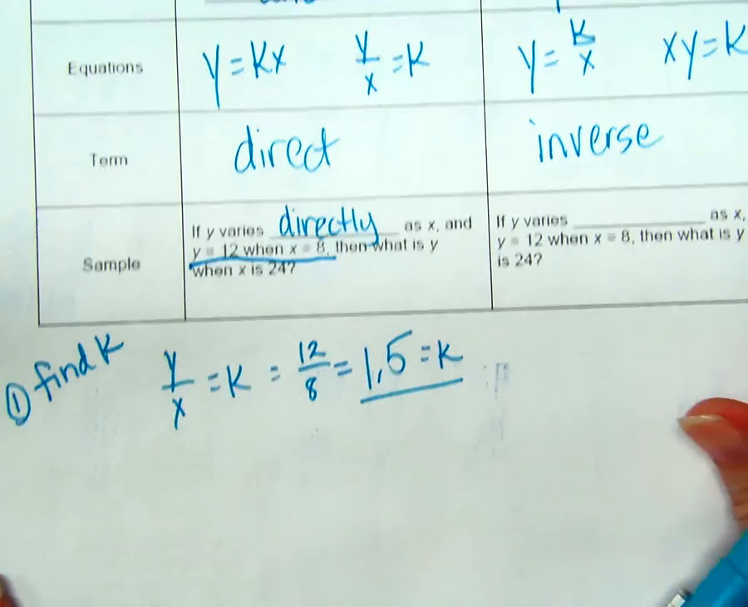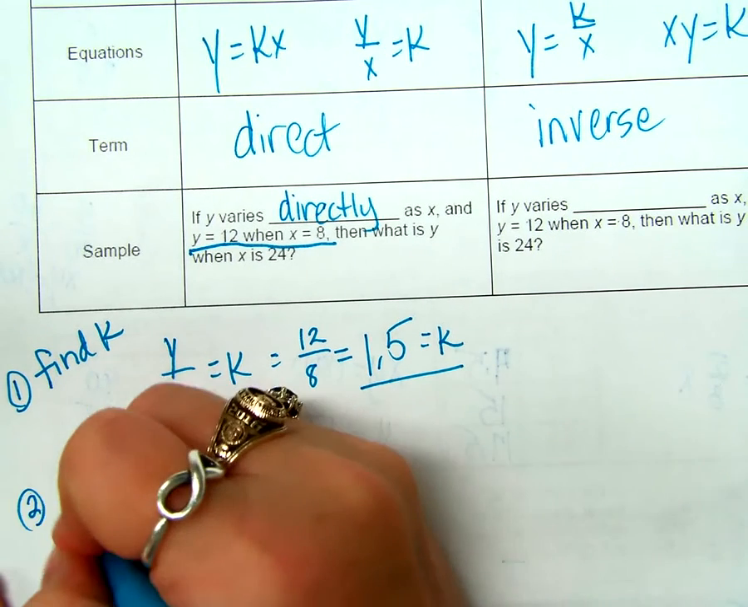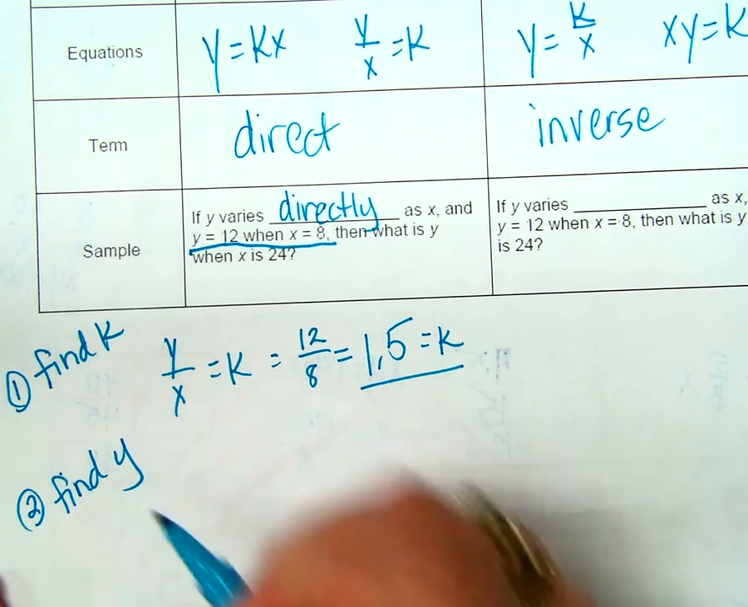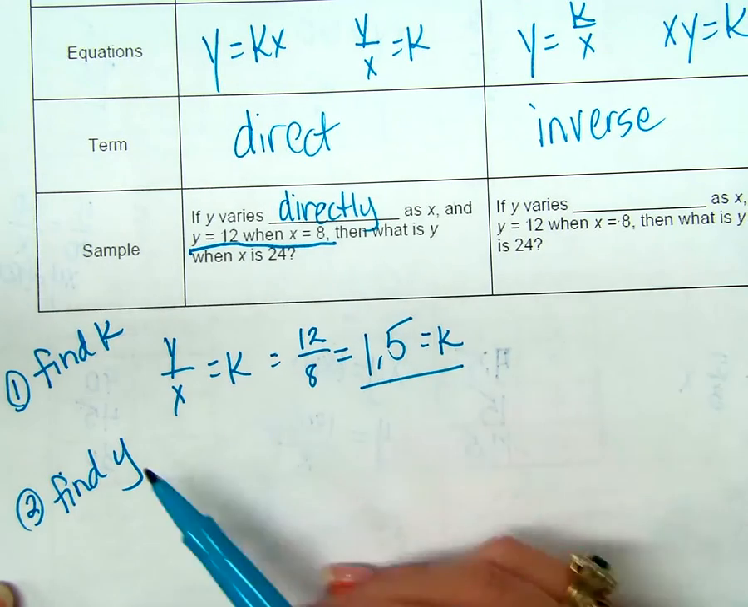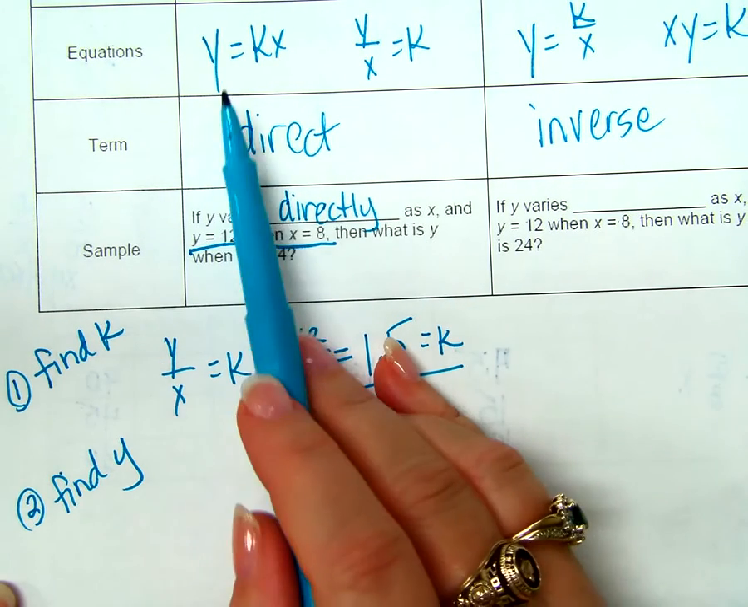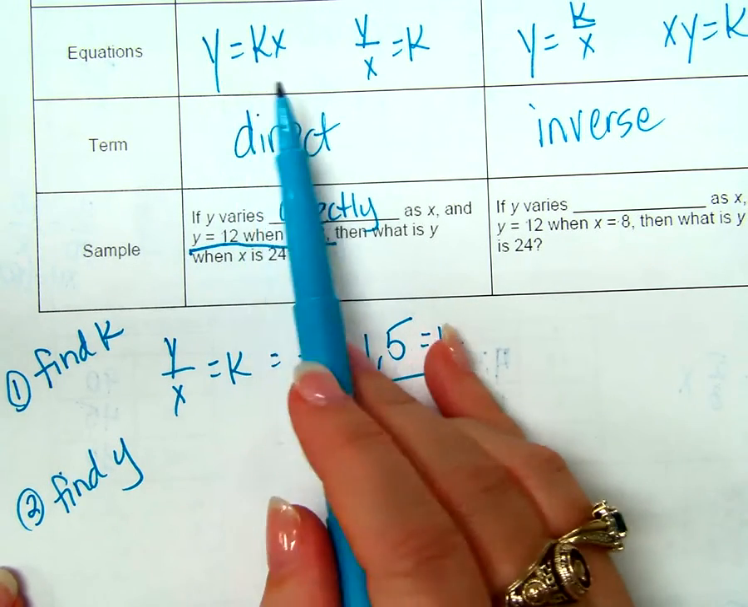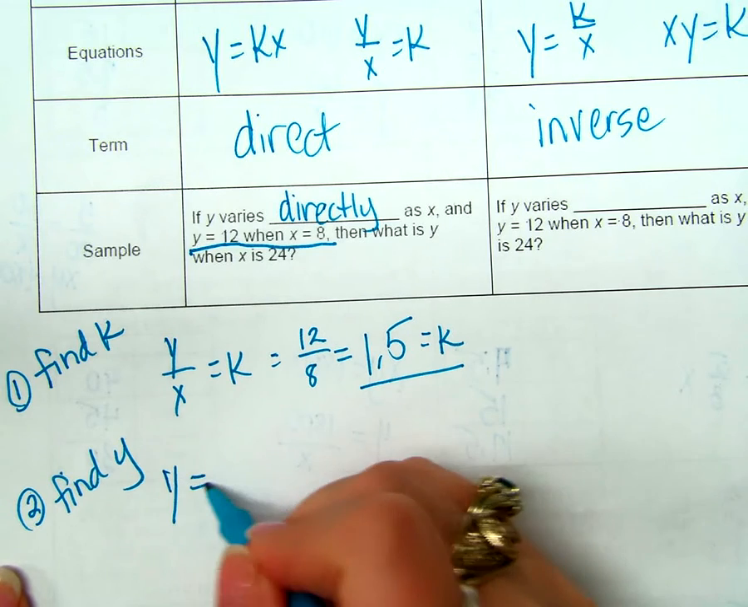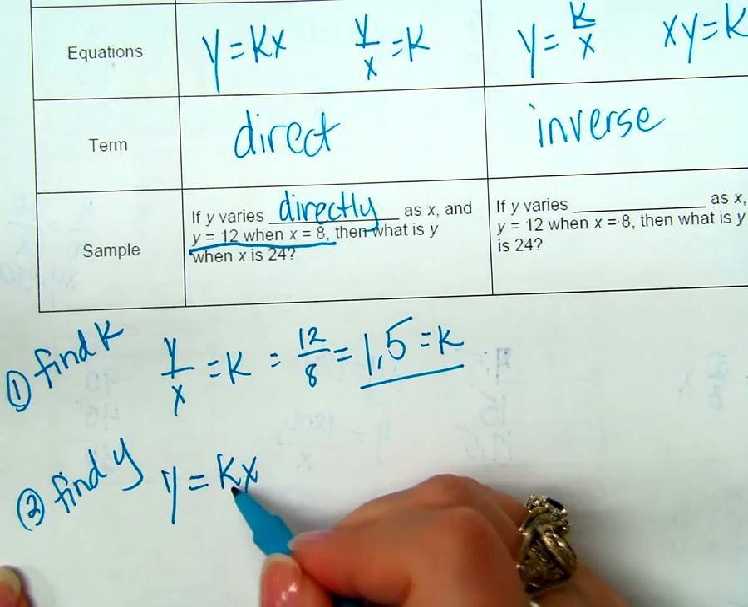Then, what do we have to find? We have to find what it asks us for. Now we can find y. Now that we know k, we can find y. And guess which equation we'll use this time? Y equals kx. Because we know k and we know x, don't we?